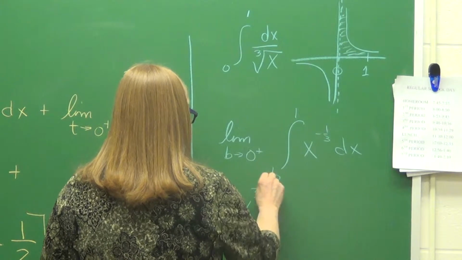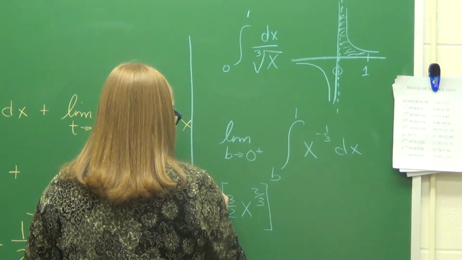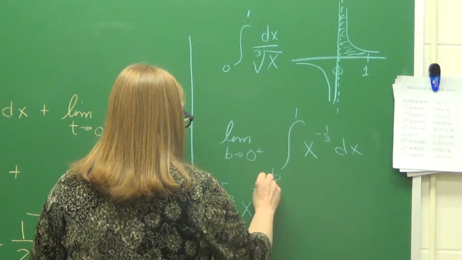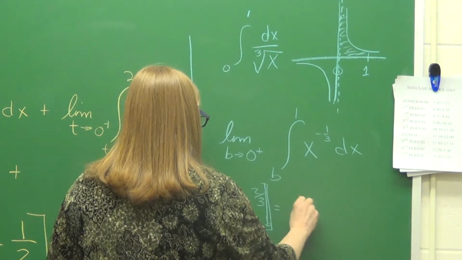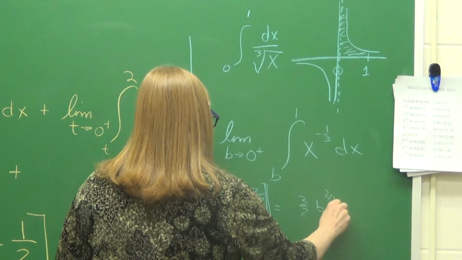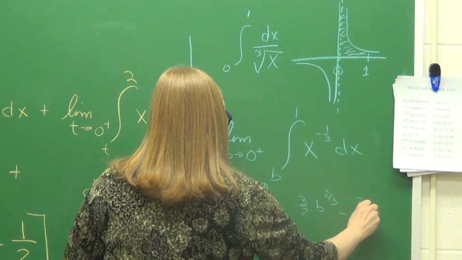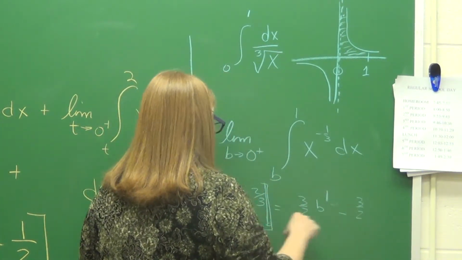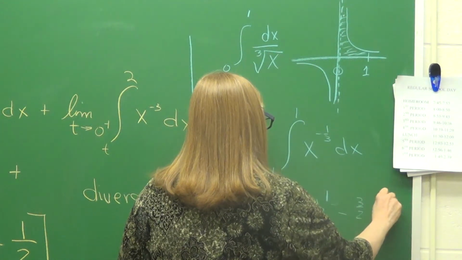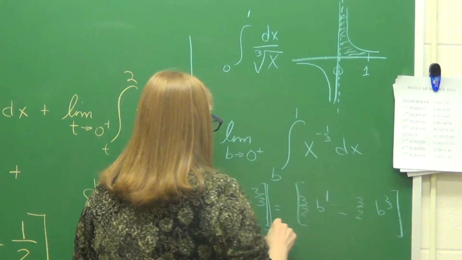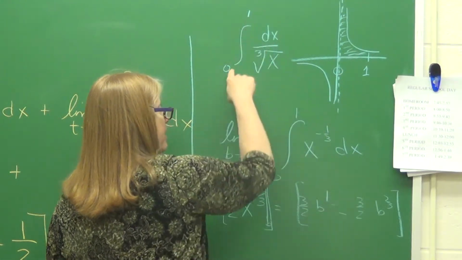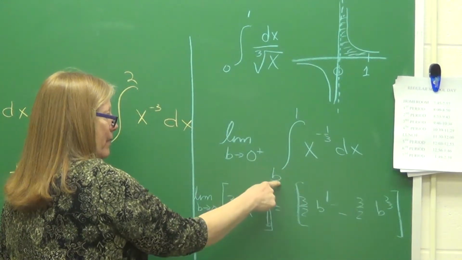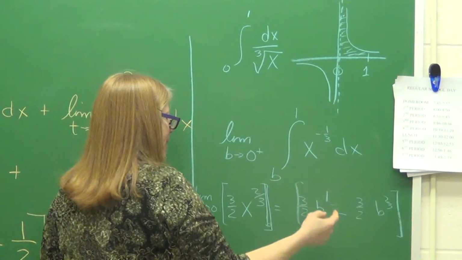So we get the limit as b approaches 0 from b to 1. So 3/2 b to the 2/3 minus 3/2. Oh no, it's 1. I had it the other way around. You're right, minus, because b is on the bottom. Minus 3/2 b to the 2/3. Wait, why is it 1? We're going from 0 to 1, and 0 doesn't exist, so that's where we take the limit and put in our made-up variable b, or t, or whatever.